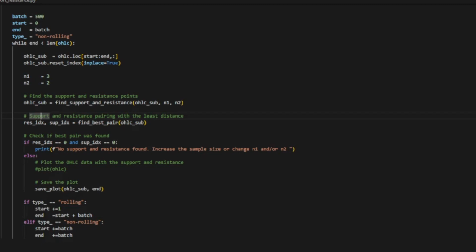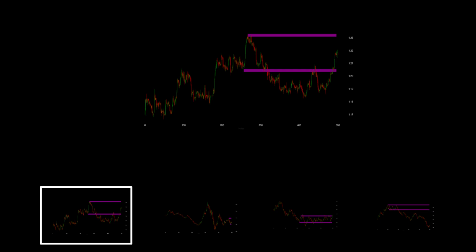Here is the code. We start by finding the period of interest. Once we have that, we get the support and resistance levels. In this case, there will be multiple levels, so we use this function to find the best pair of resistance and support levels. If we found the pair, then we save the plot. The next sample period will depend on whether we specified an overlapping or non-overlapping sample selection. Here is a sample of the results.